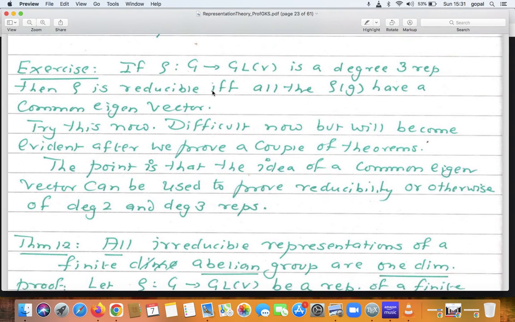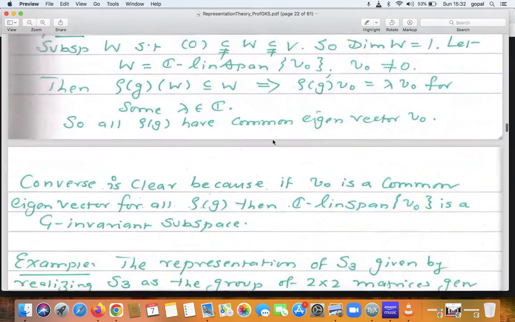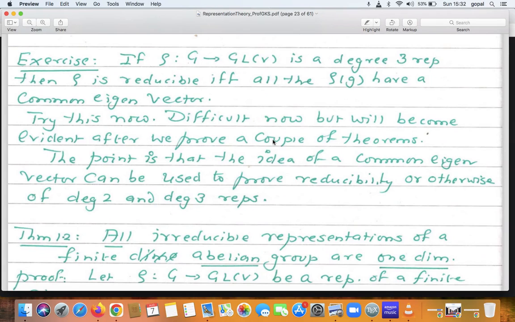Now, suppose I take a degree 3 representation. Rho from G to GL(V) is a degree 3 representation. Then rho is reducible if and only if all the rho G's, all these linear transformations, have a common eigenvector. So what we have proved in the theorem? We have proved the theorem for degree 2 representations. The exercise is to try to prove the same thing for degree 3 representations. At this juncture, it's a little messy to do it, but it will become very clear and very transparent once we prove a couple of theorems.